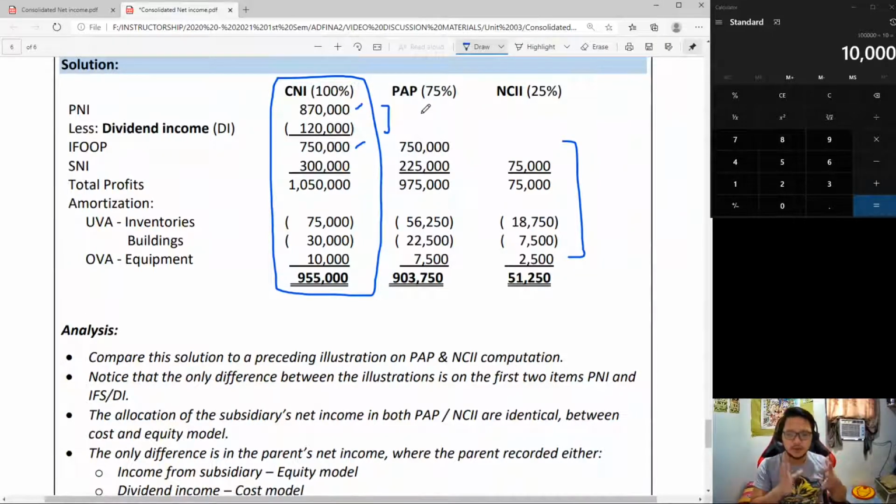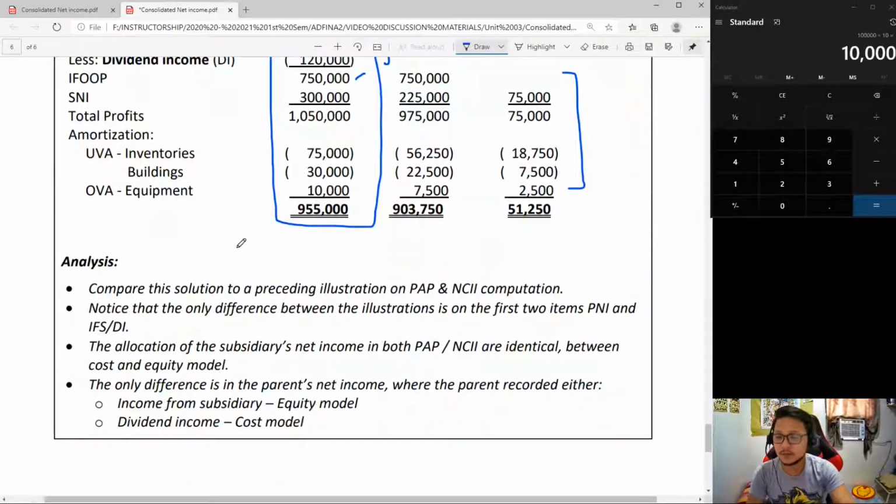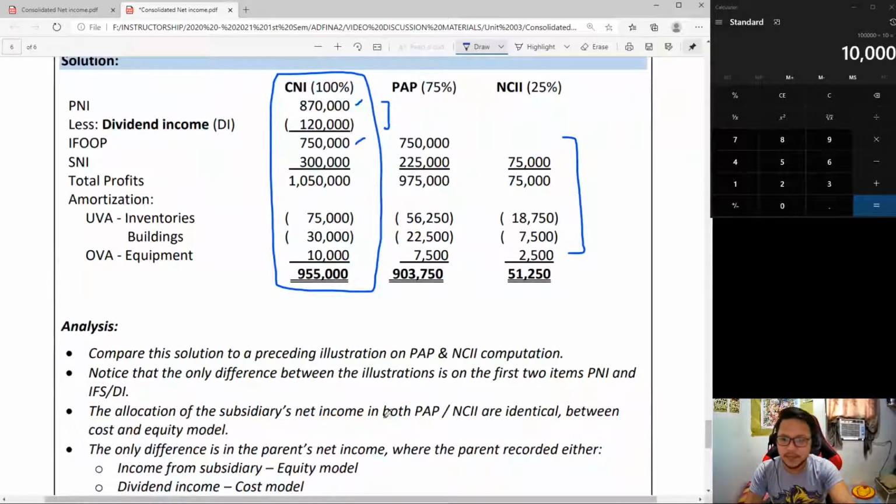Okay? You can pause the video anytime. But then again, let me show you the analysis and comparison. Compare this solution to a preceding illustration on PAP and NCI computation. Notice that the only difference between the illustrations is the first two items, P&I and IFSDI. Ito, dividend income instead of income from subsidiary. The allocation of the subsidiary's net income in both PAP and NCI are identical between cost and equity method.